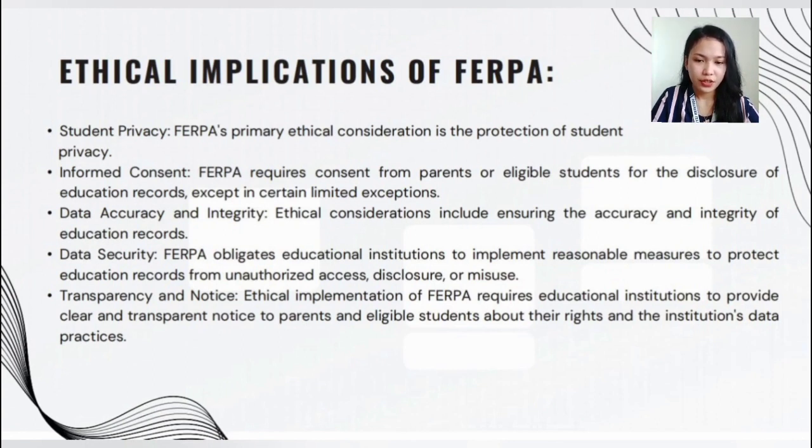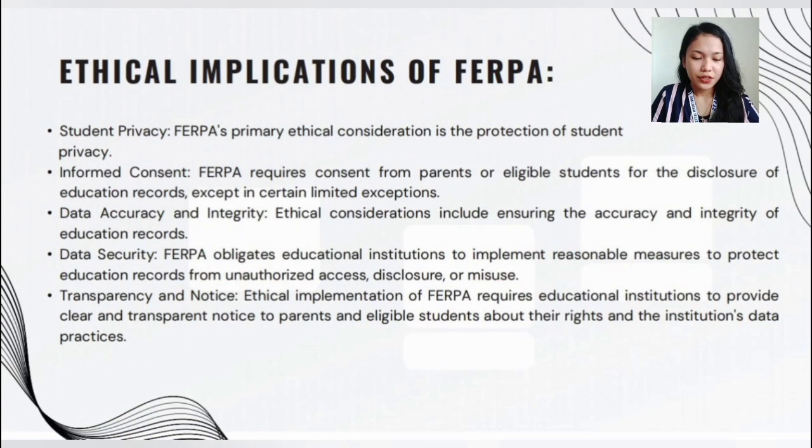FERPA requires educational institutions to obtain written consent from parents or eligible students before disclosing educational records to third parties. However, the language and complexity of consent forms can make it challenging for individuals to fully understand the implications of sharing their information. Ensuring informed consent becomes an ethical imperative, as individuals should have a clear understanding of how their data will be used and with whom it will be shared. Third, data accuracy and integrity.